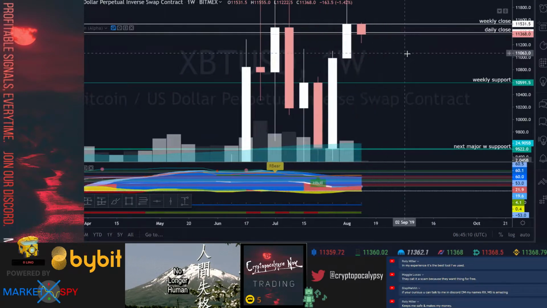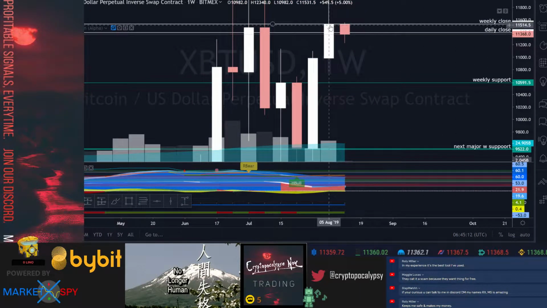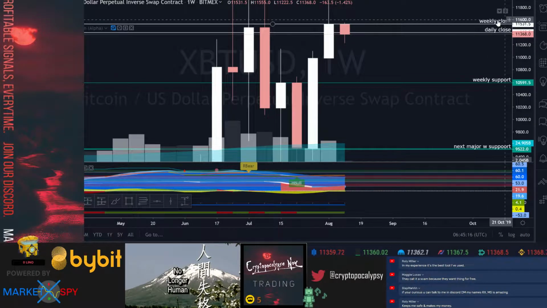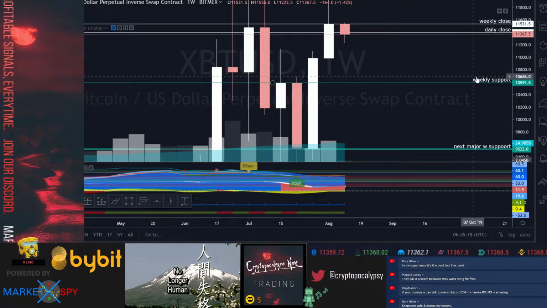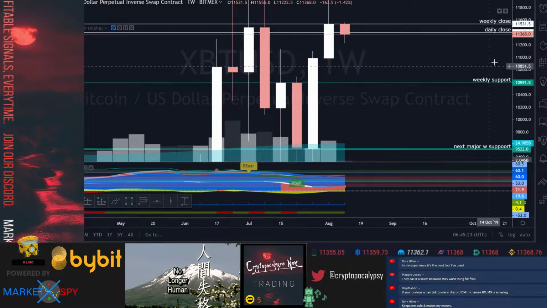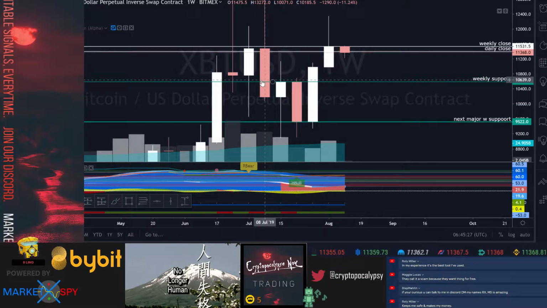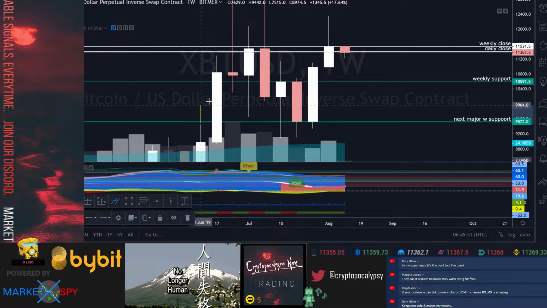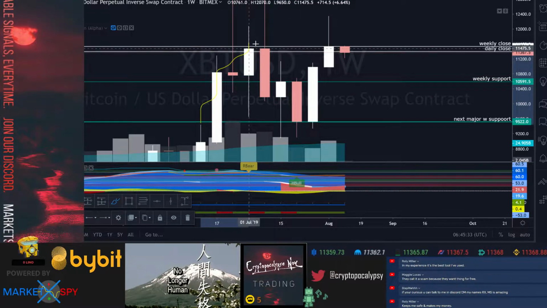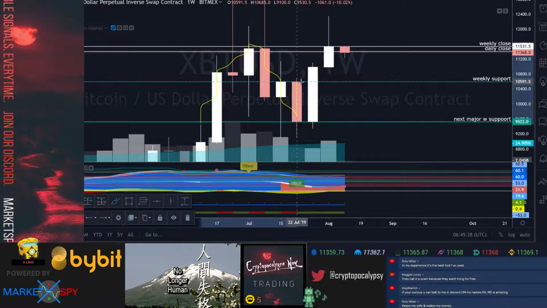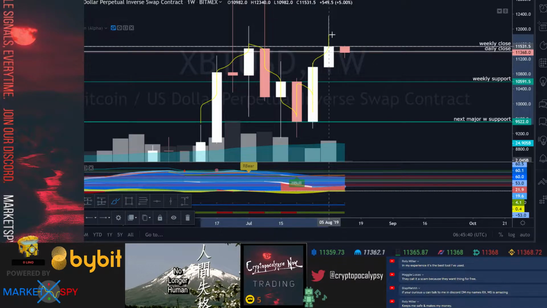Sorry, this is the weekly. So we label it, we draw a line, and we label it with weekly close. Then we do the same for support. Weekly support would be where a major move happened, this candle. This would be a major support, because we broke through it, went up, went below it, tested it, broke above it, and now we're hanging above.